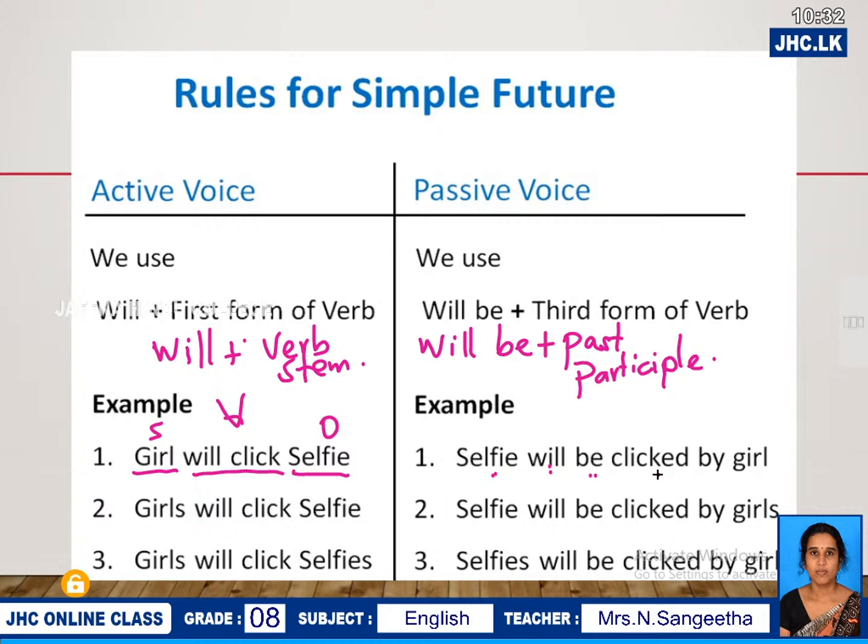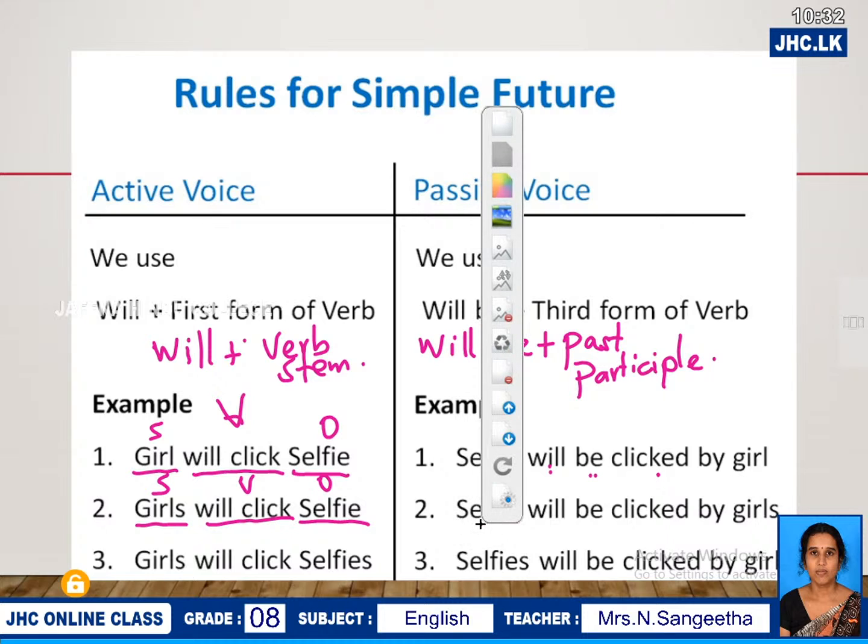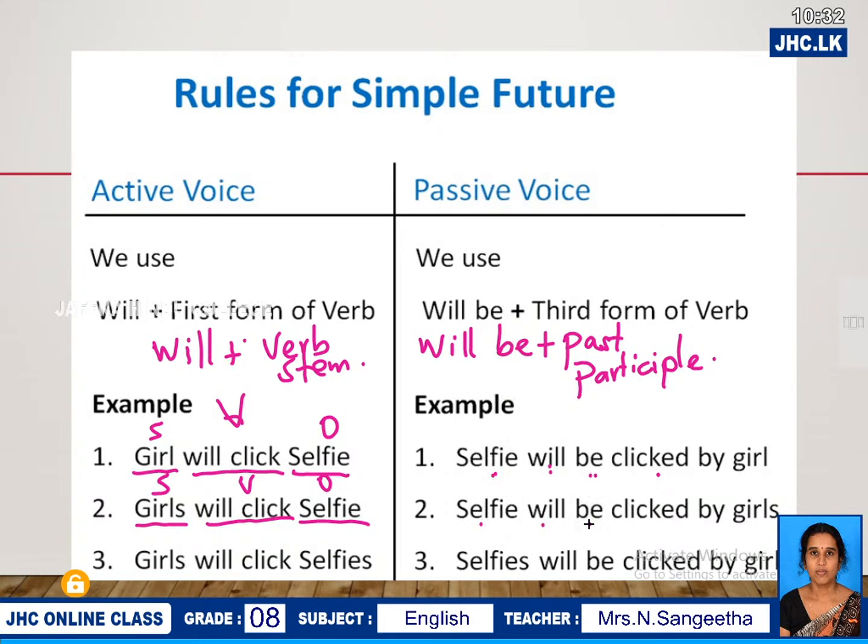Girls will click selfie. Here the subject is plural. What will they do? Will click. What will they click? Selfie, object. Bring the object to the beginning. Selfie will be plus past participle. When we change it to passive voice, we need be verb plus past participle. So selfie will be clicked by girls. And the third one, girls will click selfies.